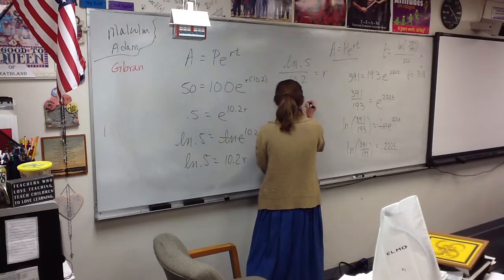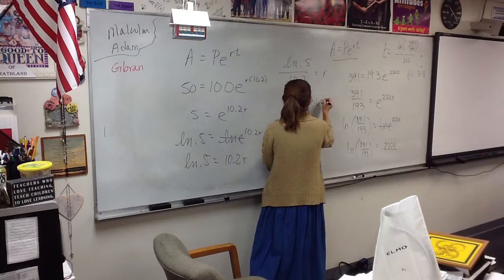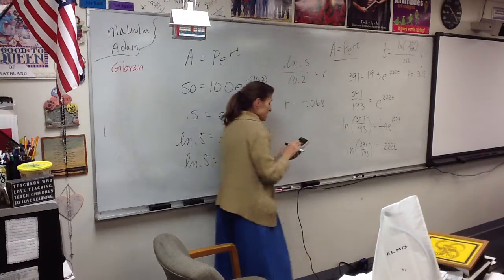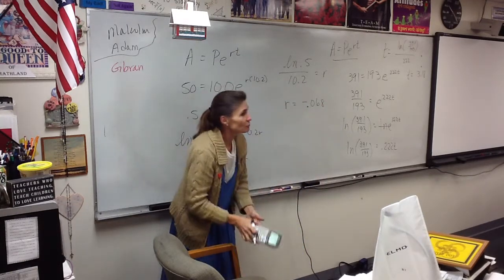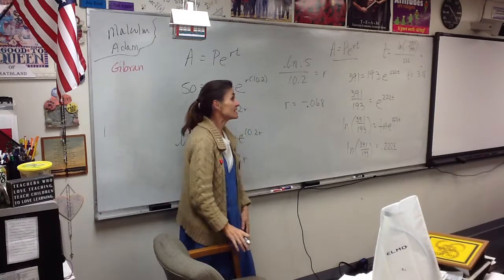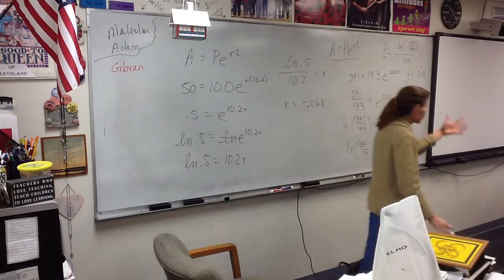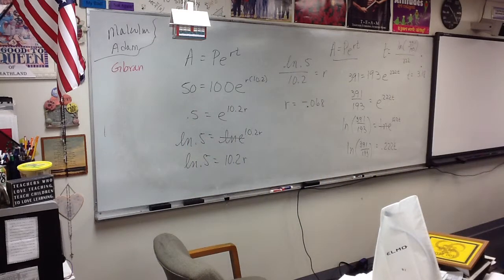Did you get a negative number? Can you explain that to me? It's decay. It's negative growth, right? When you put money in the bank, that's positive growth because your money just keeps building, building, building. But with radioactive decay, the thing is getting smaller, so its growth is negative.